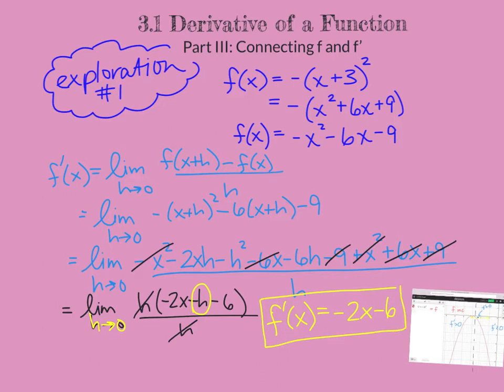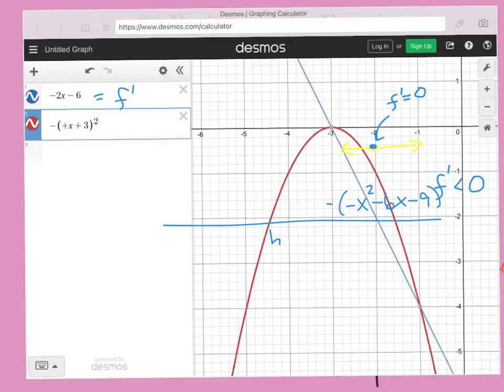It's going to make a line. Let's graph that on the same graph that our original function f of x was on. So here we can see the original function f in red, and then f prime, the linear function that we just found, graphed in blue. And I'm going to write a couple things on here.